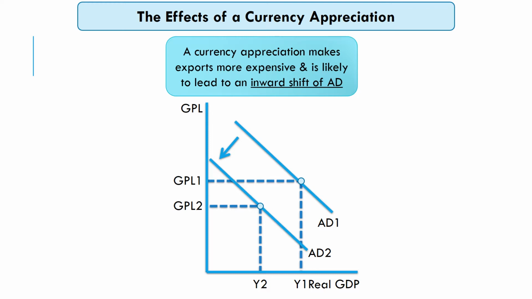Finally, in terms of exchange rates, a reminder that we would be illustrating these effects using an aggregate demand diagram. So a currency appreciation would make exports more expensive, imports cheaper, and is likely to lead to an inward shift of AD due to our net withdrawals. So AD would be shifting inwards if there was a currency appreciation. If it was a depreciation, we'd expect AD maybe to shift outwards as exports rise and imports reduce.